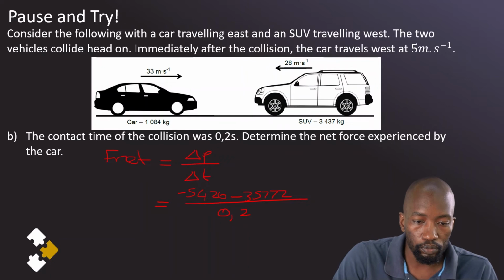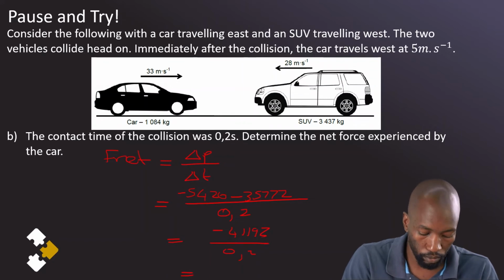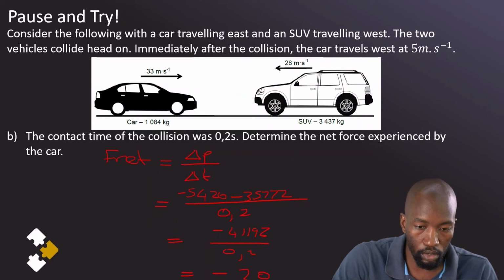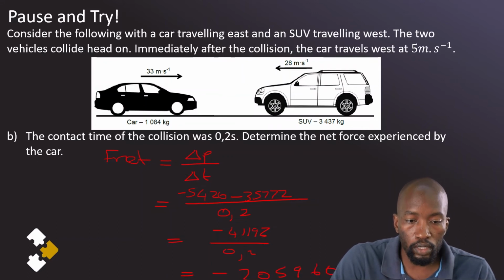And let's check, that is just negative 41192 over 0.2. Then let's check on our calculators. And that gives us negative 205,960 newtons. Right, and this is a very big force because it bumped into a car with a very big momentum. So it bumped into this one and it even changed direction, so you expect this to be quite big.